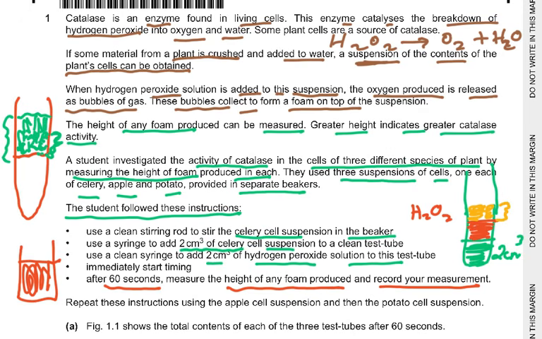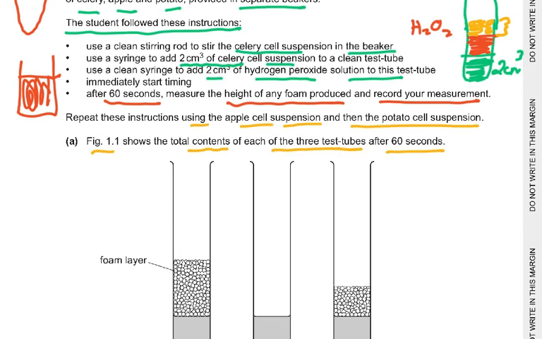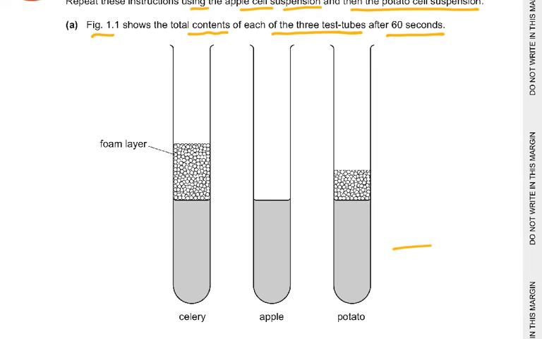Repeat these instructions using the apple cell suspension and then the potato cell suspension. Make sense? Now it says figure 1.1 shows the total contents of each of these three test tubes after 60 seconds. Now you can see this. This is a very nice picture of it. This is the potato, this is the apple, and this is the celery.